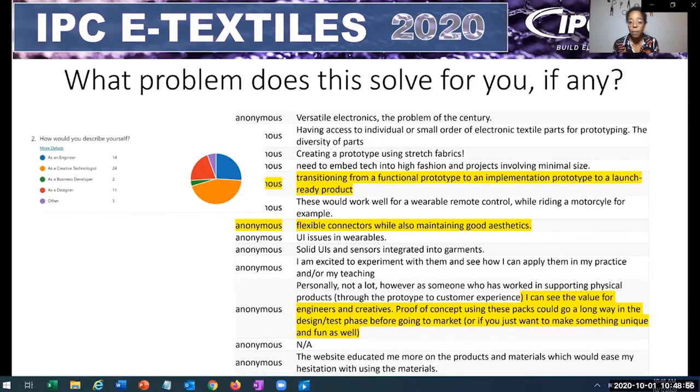And a lot of the comments that we got spoke to the issues that we were seeing, that transitioning from a functional prototype to an implementation prototype to a launch-ready product is really hard. And this kind of product can make that easier. So this product can be useful for the looks-like prototype, which was our goal. Somebody else mentioned that this product was useful for having flexible connectors while also maintaining good aesthetics.